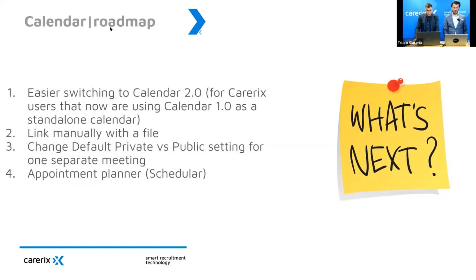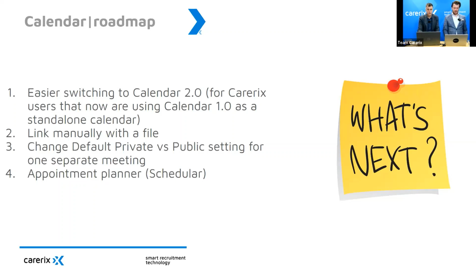Another topic on our roadmap is to link manually with a file. I've demonstrated that related files are added automatically, but sometimes you want to add a manual relation, so manually link an entity to an event. Well, that's next. I expect that within a couple of sprints to be ready. Also, we are developing support to change the public or private setting for one particular meeting, so overrule your general settings for a specific meeting.